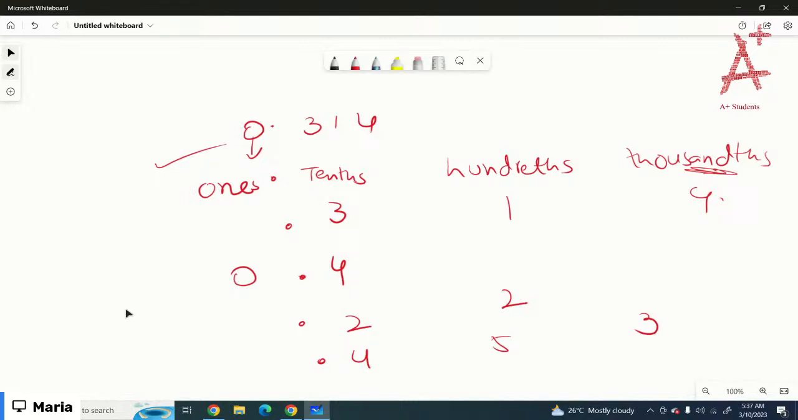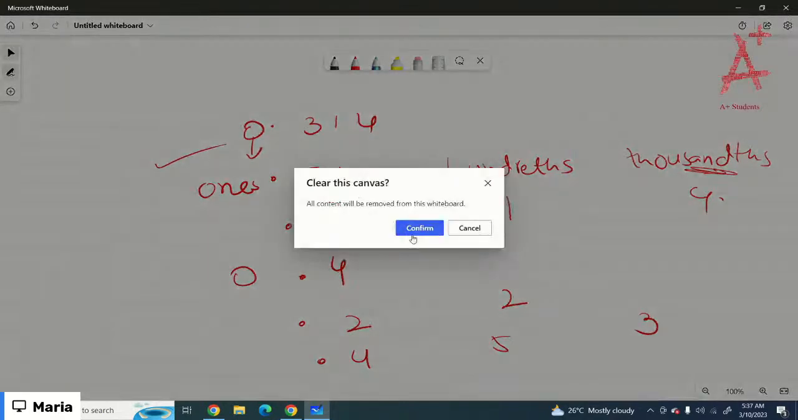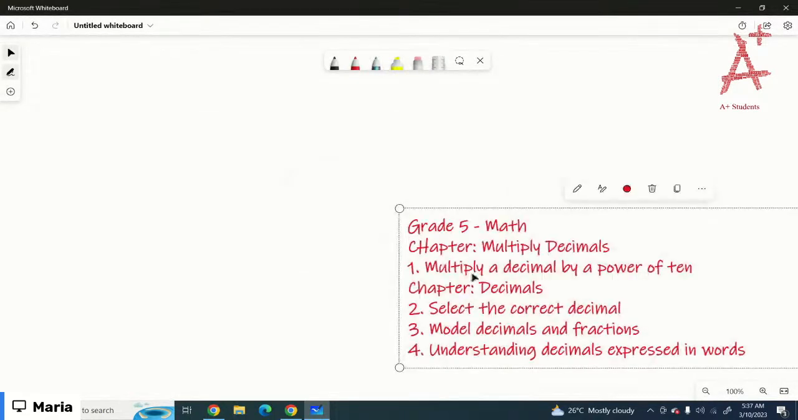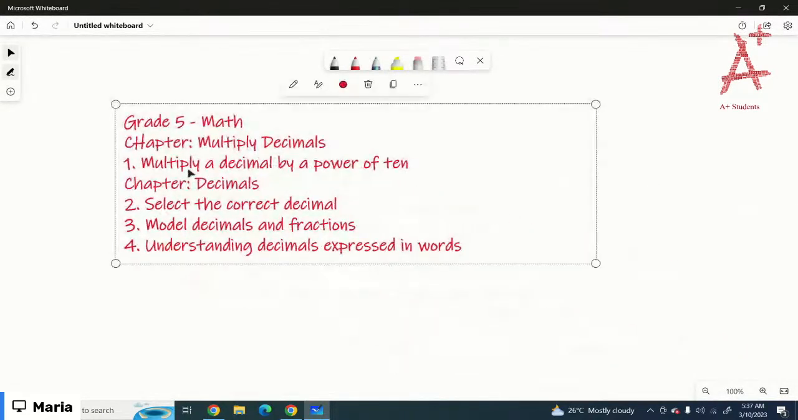We're working on grade 5 maths. The chapter we've started with is multiply decimals, and the lesson we have covered from the chapter is multiply a decimal by a power of 10. Then we've started the chapter decimals, and the lessons we have covered are select the correct decimal, model decimals and fractions, understanding decimals expressed in words.